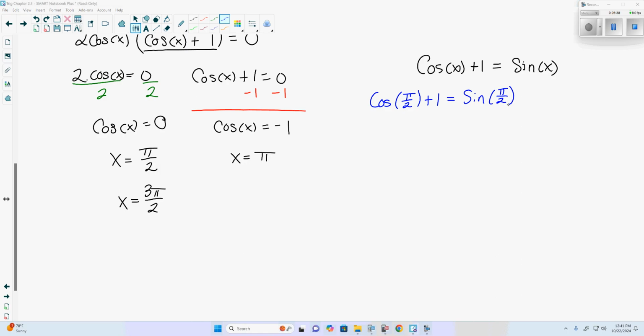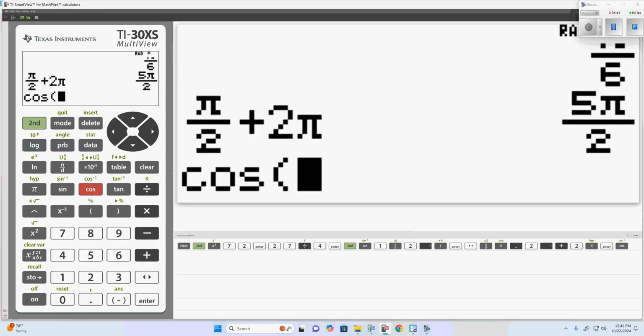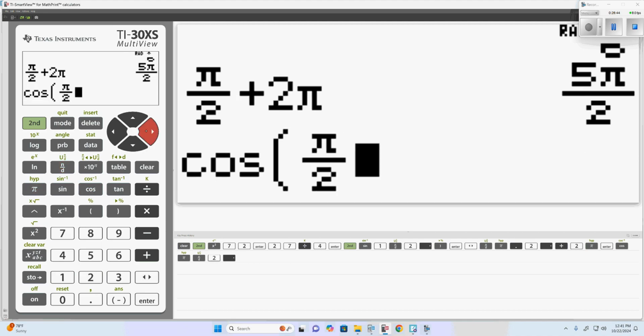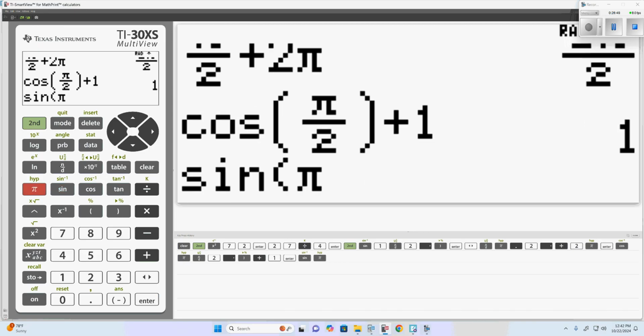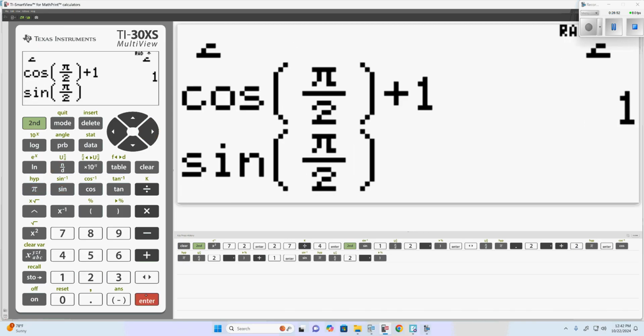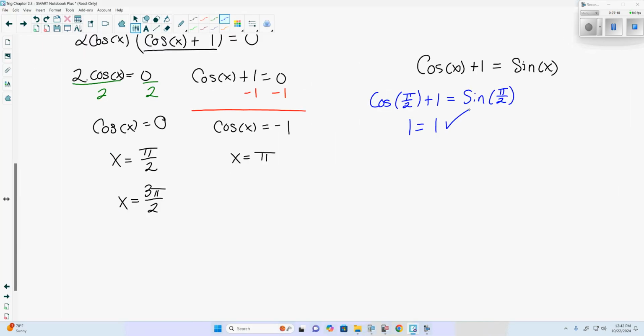Now we can do this in the calculator or by hand, either one. Cosine of pi over 2 plus 1 is 1. Sine of pi over 2 is 1. So what that tells us is that 1 is equal to 1. So that works. So that tells us that pi over 2 works. Then we can move on to the next one.